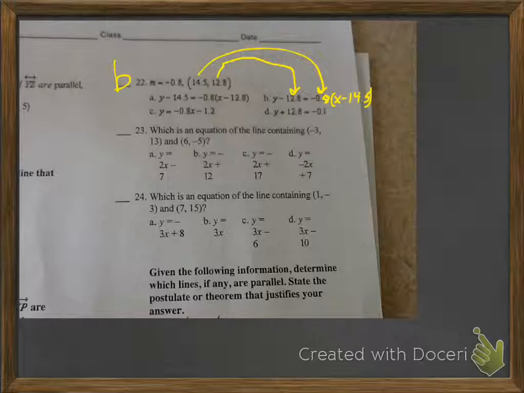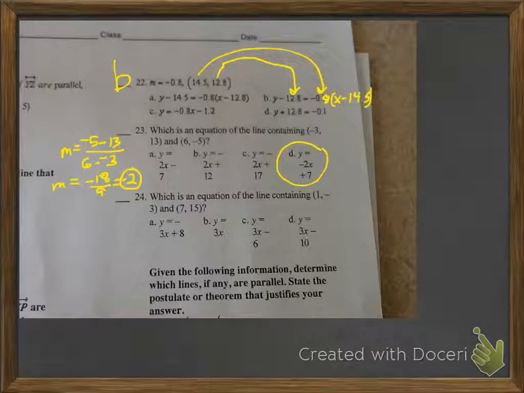Usually I'll give you enough room to read them, and that's actually what you're going to see now in number 23. So let's keep cruising. Again, the equation of the line containing these 2 points gets slope first. And if you look at this one in number 23, you get -2 as a slope. The only one with a slope of -2 is D, -2x plus 7.